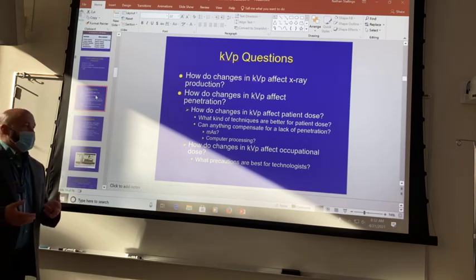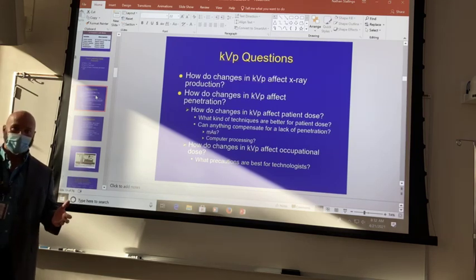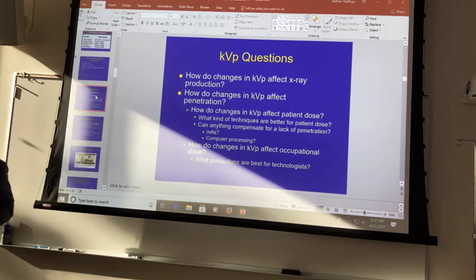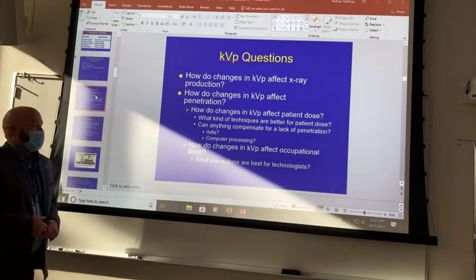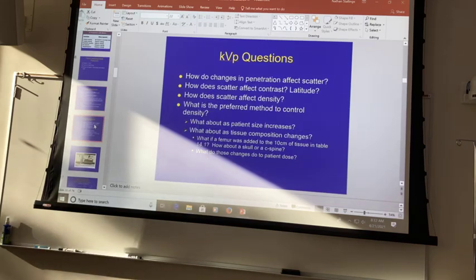So we talked about kVp and its effect on occupational dose. Occupational dose is going to increase with increased kVp because it creates more scatter radiation, remembering that what we're talking about is scatter radiation compared to Compton. We took a look at that, and we'll talk about it again in a second. So the precautions that are best for technologists: you can't really reduce your kVp for your dose, so what you do is use time, distance, and shielding. You take care of yourself in every way that you can.